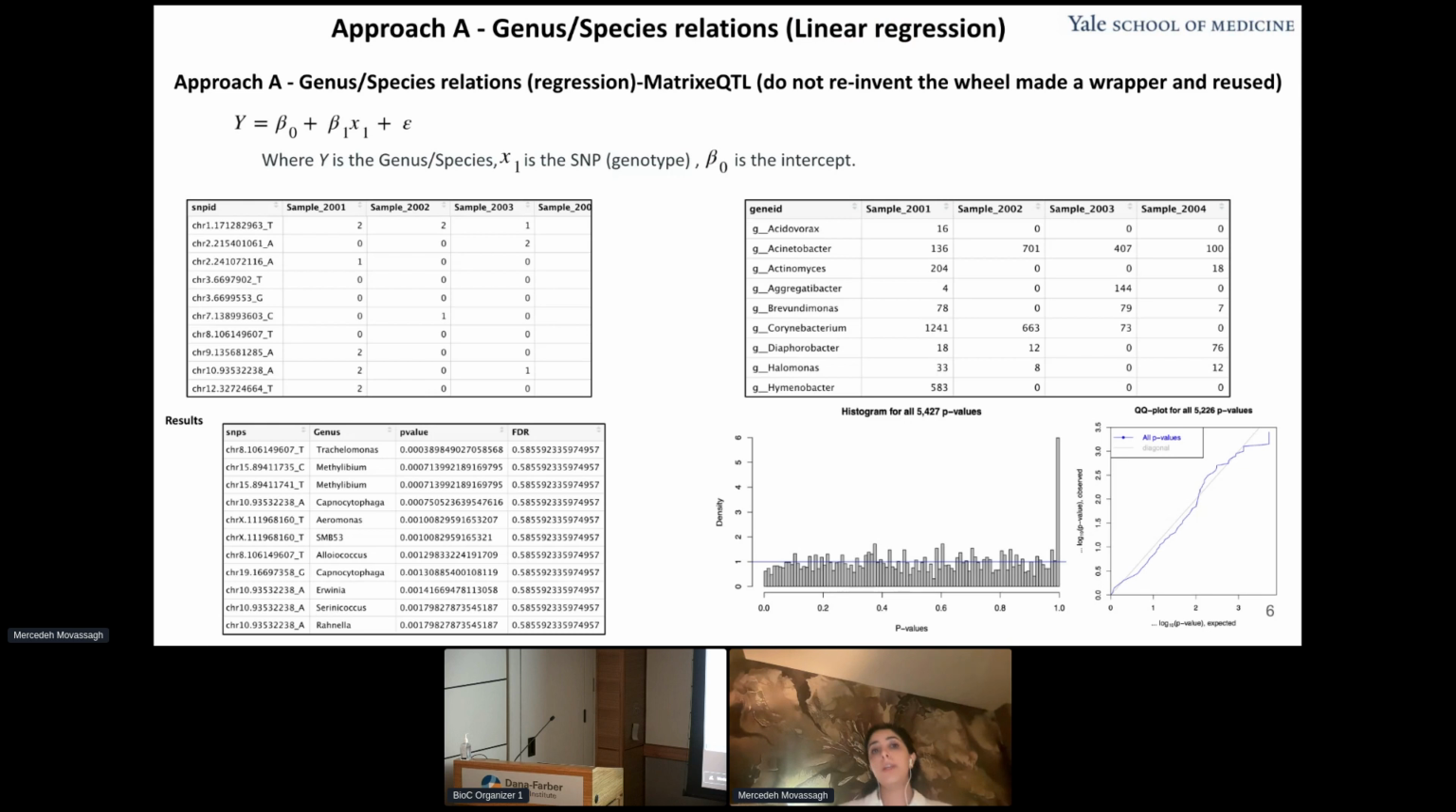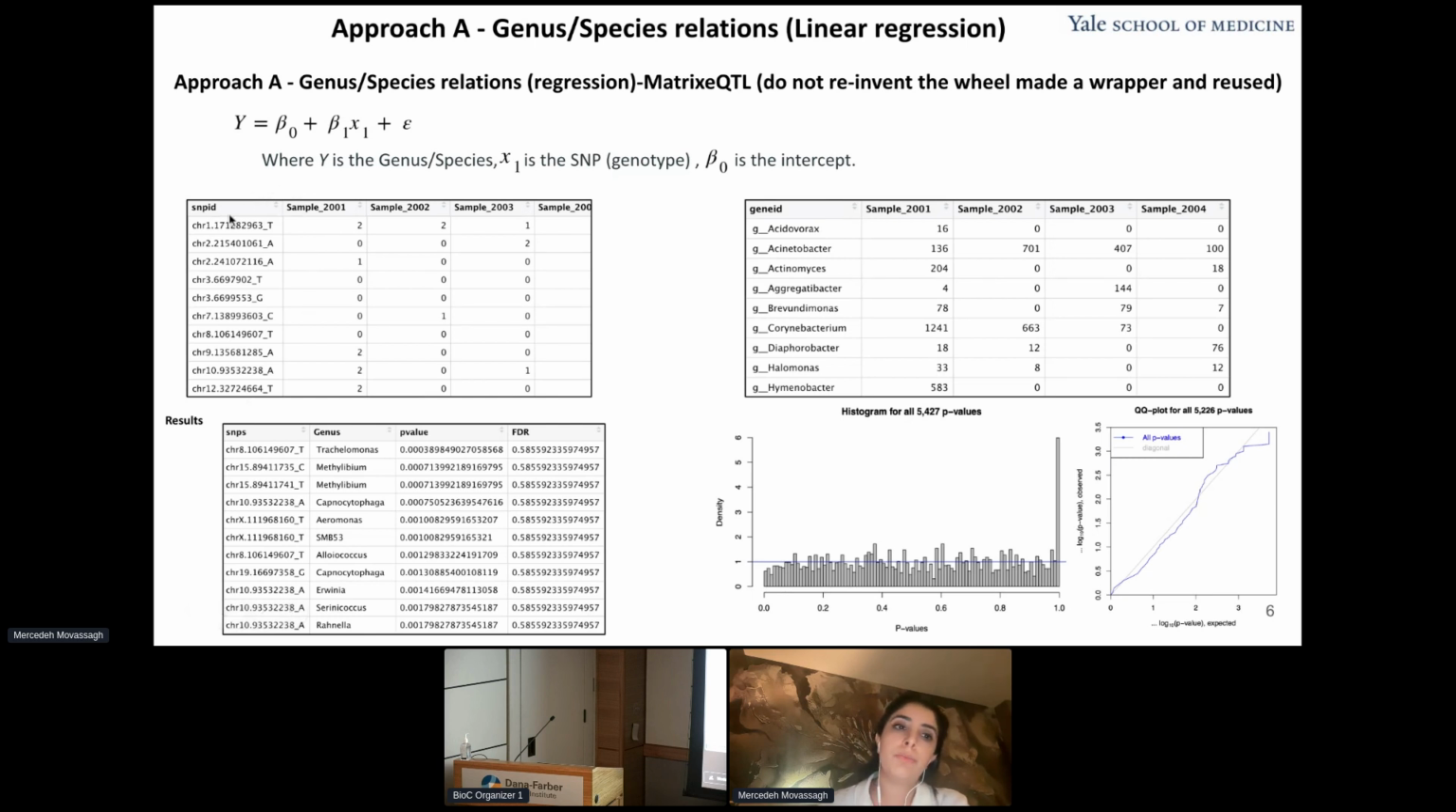Okay, so quickly on approach 1, I explained what it is, but I just wanted to show you how the files look like, what are the results, and what are the outputs, basically. So you assume your outcome variable is basically the genus or species. Your predictor would be your SNP. And so you're trying to understand what SNP is associated with what genus. And that's what matrix eQTL does. It's pretty good at doing what it does. I did not reinvent any wheel, and I just basically used a wrapper around that.